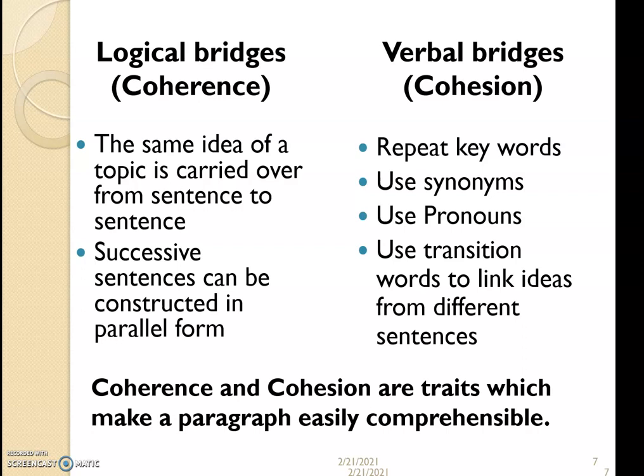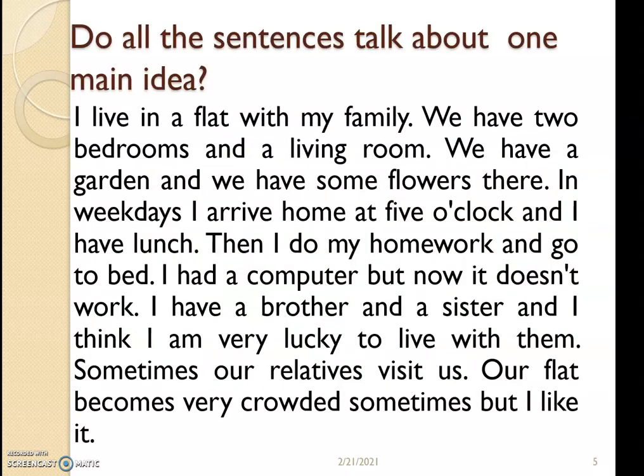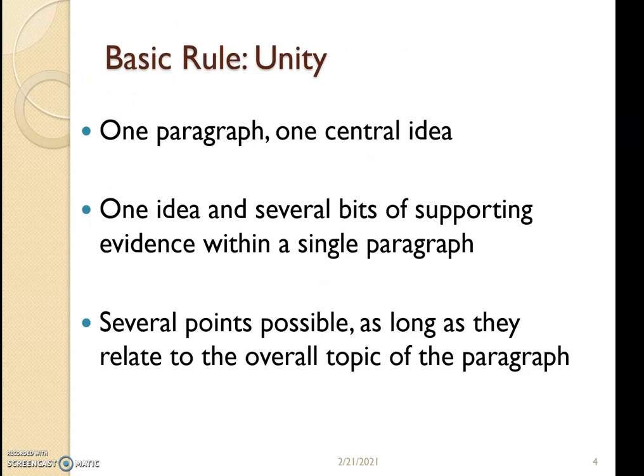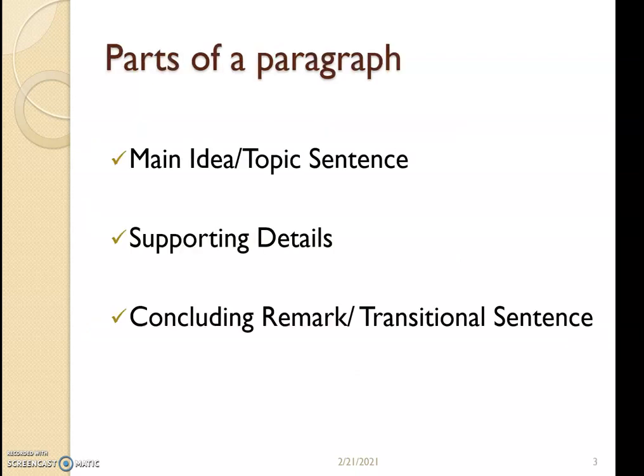So we have discussed two important points where we talk about the logical bridges and the verbal bridges, which is coherence and cohesion. And we saw how we can find the main ideas in a paragraph. We have understood the unity, the basic rule of unity, which talks about one central idea per paragraph. So understanding these important points and the parts of a paragraph, where we discussed three important points, it becomes very easy to identify the important elements of a paragraph while framing it if we have a particular idea to discuss.